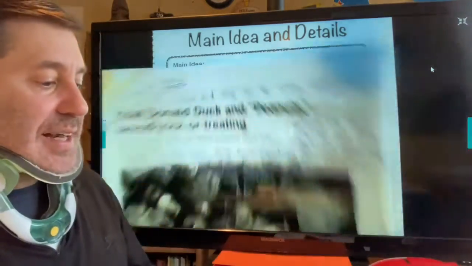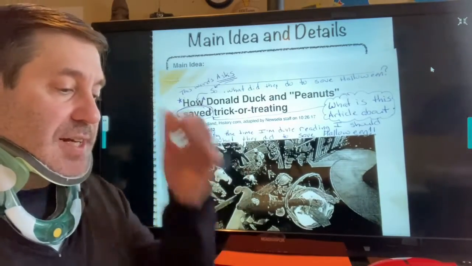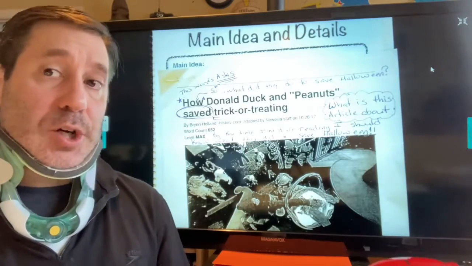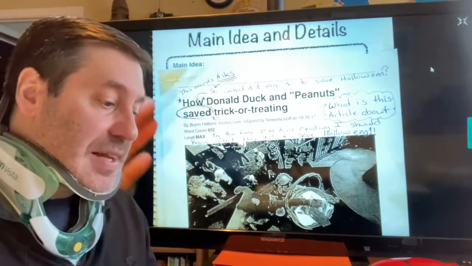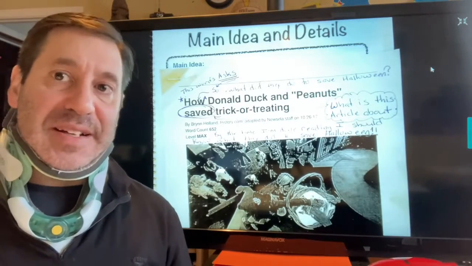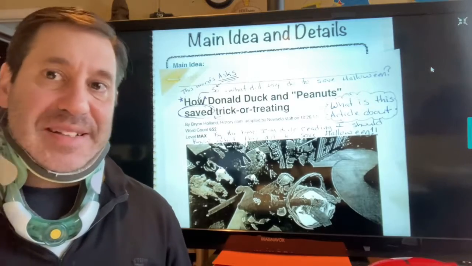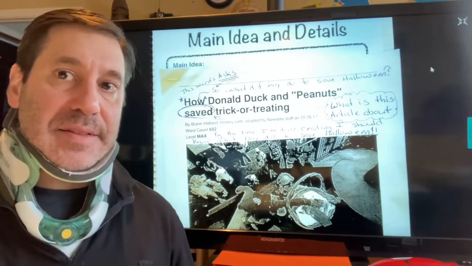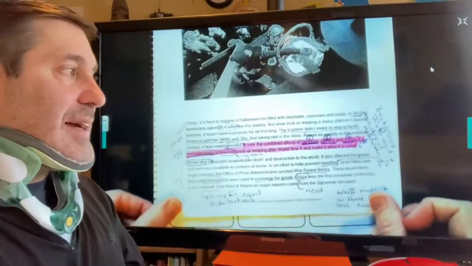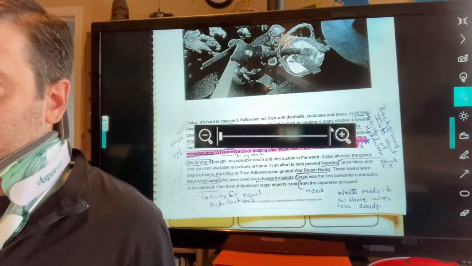Okay, so last week we talked about where we look in our article for the main idea. One, we want to start by looking at the title and understanding what this article is about. And a lot of people who handed this assignment in early said that the main idea was how Donald Duck and Peanuts saved trick-or-treating. That's the title. That is the topic. The topic is about how they saved trick-or-treating. But that's not the topic sentence, and it's not the main idea. Okay? Yesterday's class, we highlighted the main idea here.